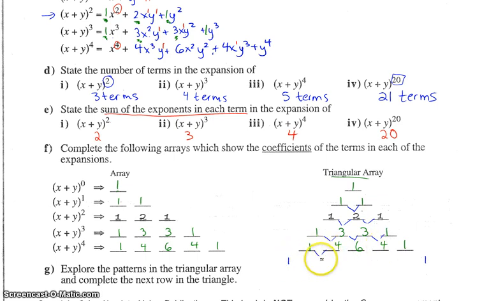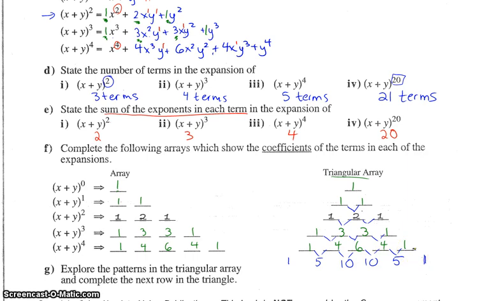We have a 1 on the outside. 1 plus 4 is 5. 4 plus 6 is 10. 6 plus 4, 10. 4 plus 1, 5. And then again, we have an outside number 1. Make sure we have one more term. So we had 5 terms in the last row. 1, 2, 3, 4, 5, 6. We have 6 terms. Good.